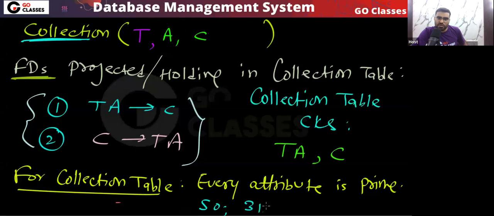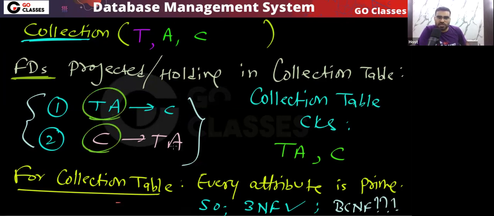BCNF we have to check. So 3NF is guaranteed, but BCNF we have to check. Now tell me, will this be in BCNF or not? You can see this is a super key, this is a super key. So this is in BCNF also. Yes or no? Both are super keys.